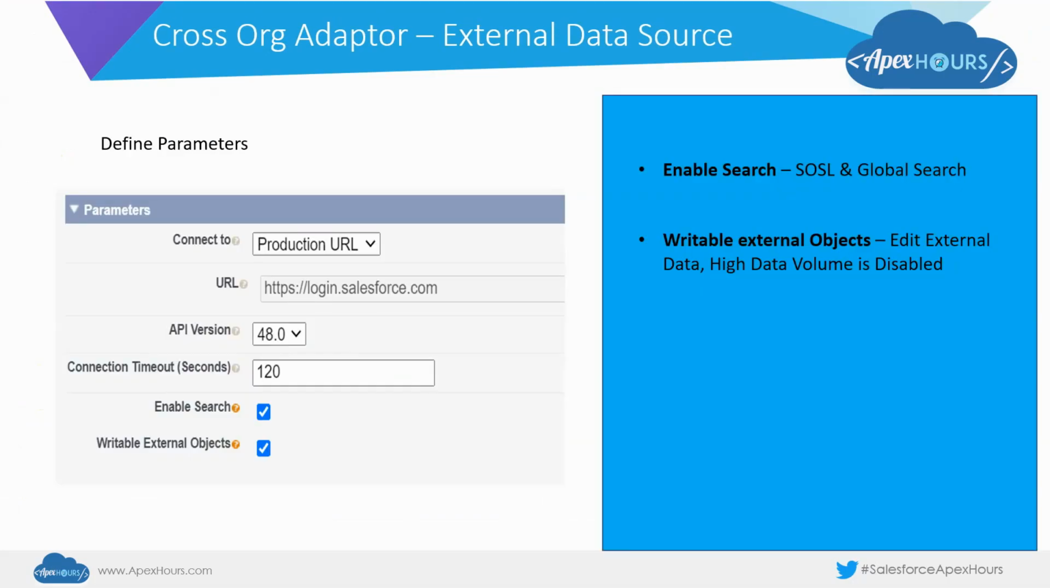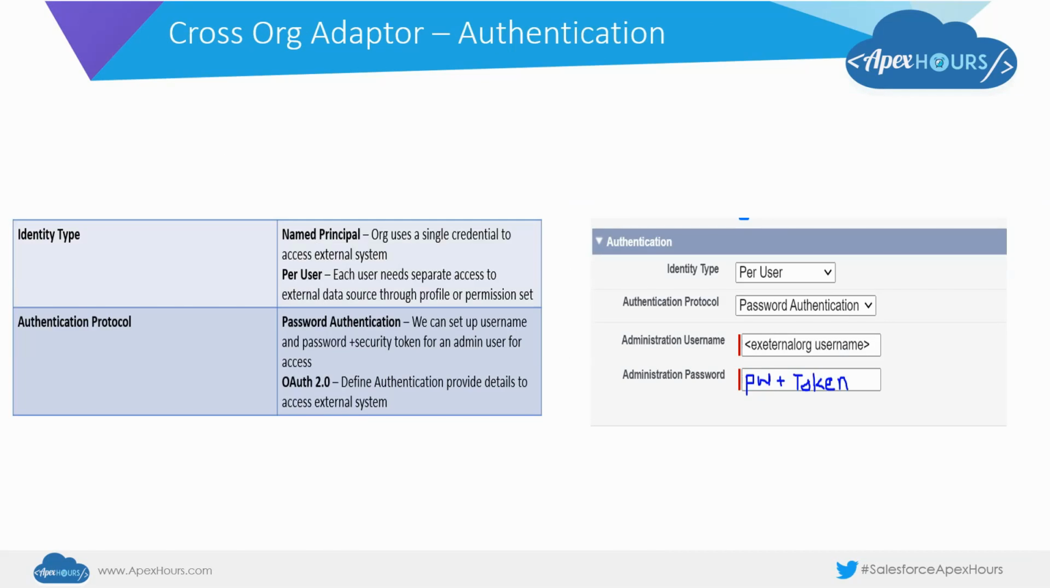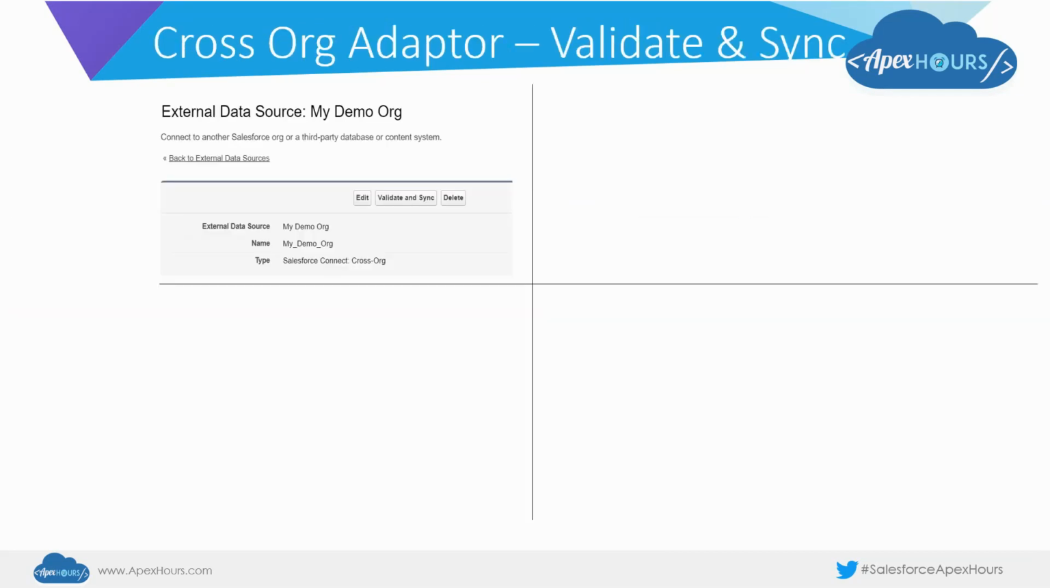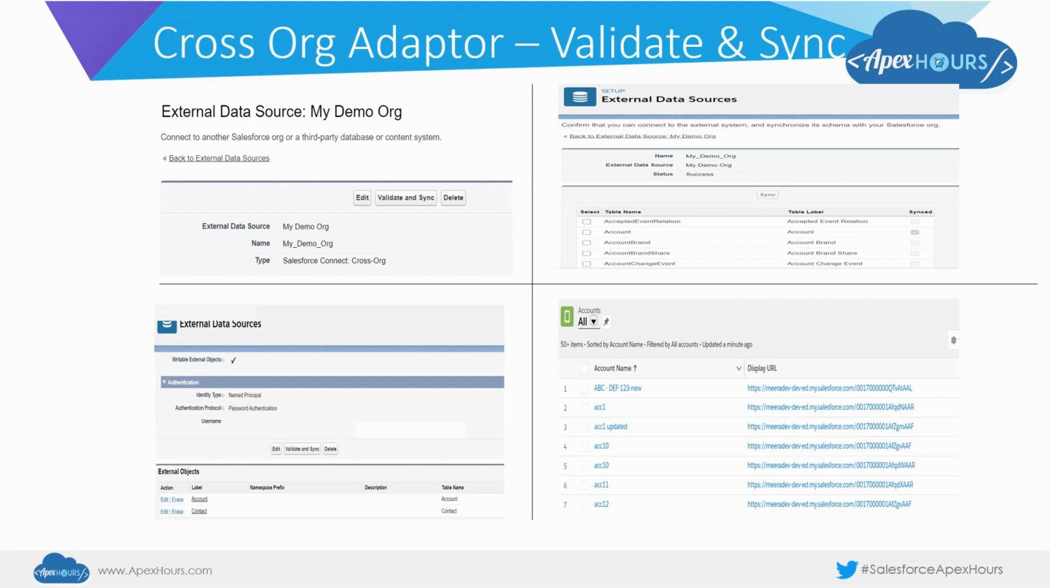If we go back to the presentation, we have seen all these different options while setting up a cross-org adapter, the authentication type, validate and sync. Okay, so now I hope you are clear with how you will be able to utilize Salesforce Connect to set up or connect two different Salesforce environments.